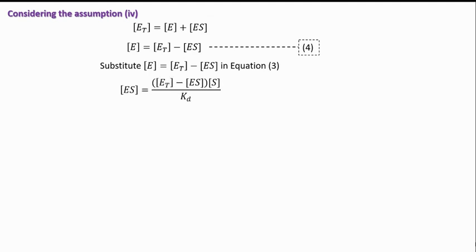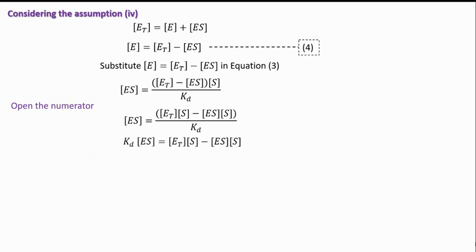So we are going to substitute this E in equation 3, and when we do that, we have that ES is equal to E total minus ES, all multiplied by concentration of substrate. Now you divide all of them by KD. Now we open the numerator. In other words, you're going to have ES equals E total multiplied by substrate concentration, subtracted by ES multiplied by substrate concentration. Now we multiply through by S, all divided by KD.